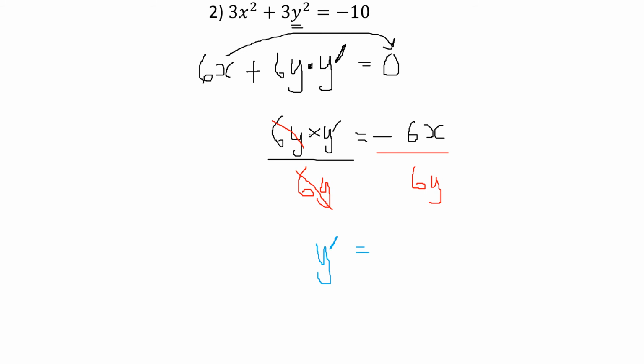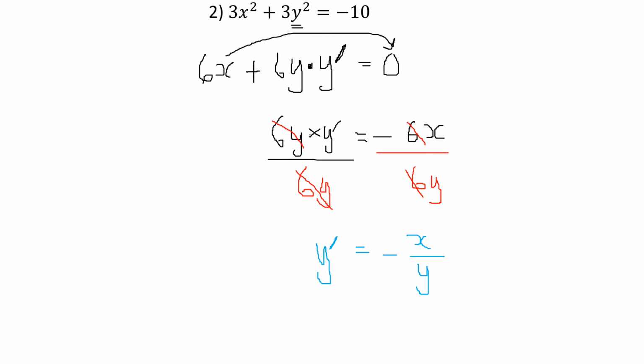But notice on the other side now, we could also do a little cancelling. This 6 here could cancel this 6 here, and thus that would leave us with negative x over y. Easy does it. Yes, nice answer. And that's the answer that we get.